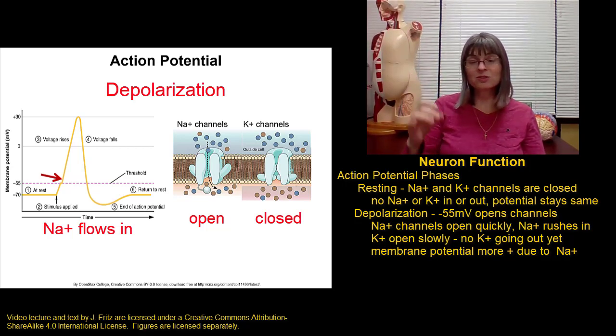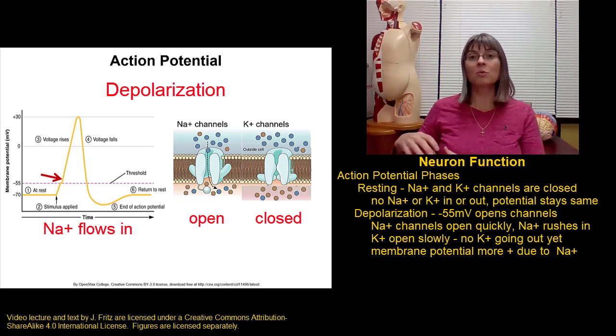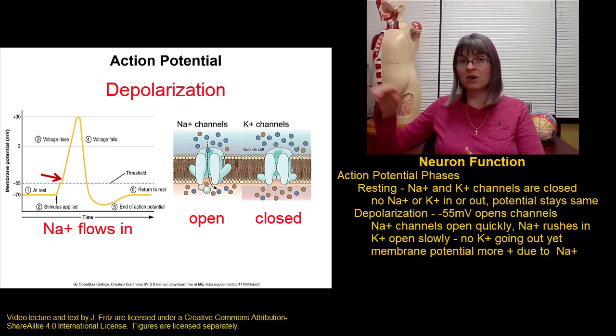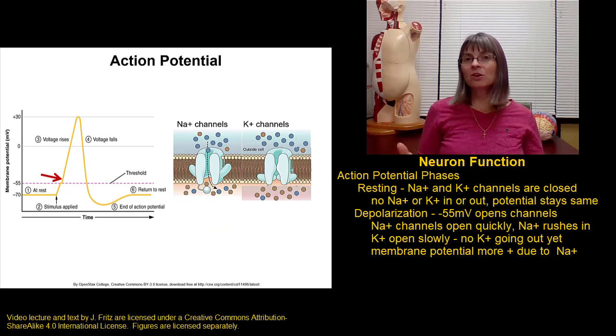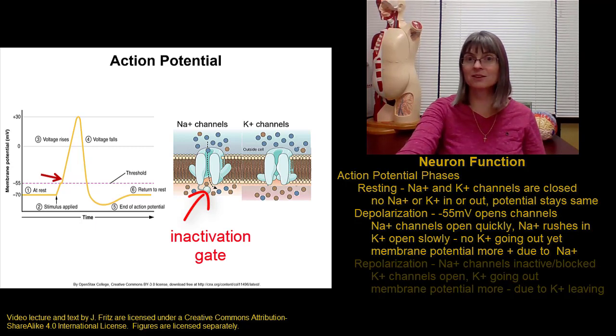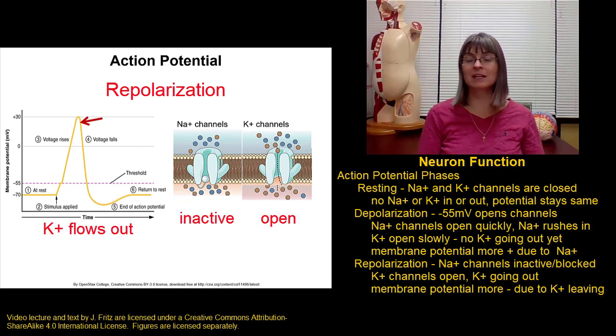This depolarization is going to open nearby sodium channels, which will let more sodium in, which will change the membrane potential in order to open other channels, which lets more ions in. This is going to spread all the way along the axon. Notice that the sodium channel has a structure called an inactivation gate. This inactivation gate closes off or blocks the sodium channel. So at this point, we've blocked our sodium channel. No more sodium can come in.